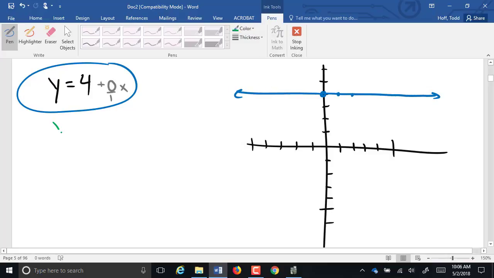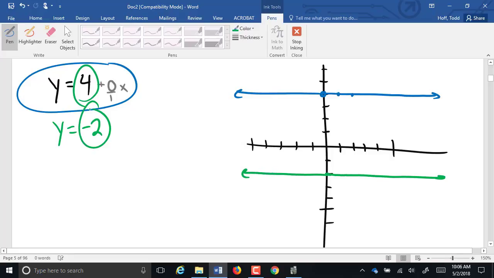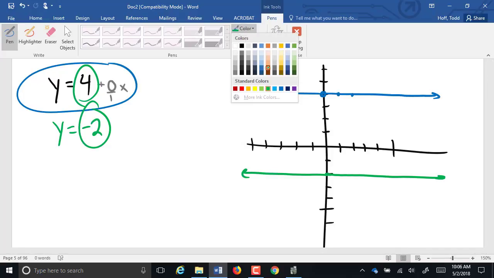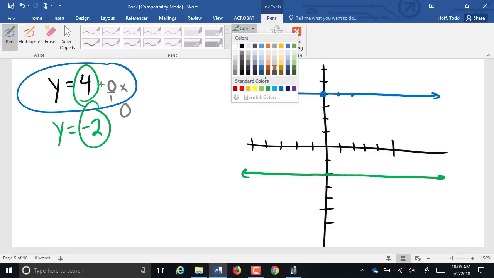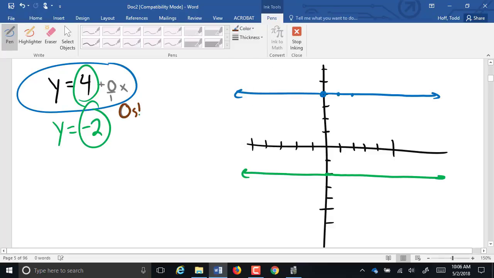So if I have y equals -2, what's that going to be? And then it's just flat, right? So that number is still the y-intercept, but there's just no slope. It's a flat line. So 0 slope equals a flat line.